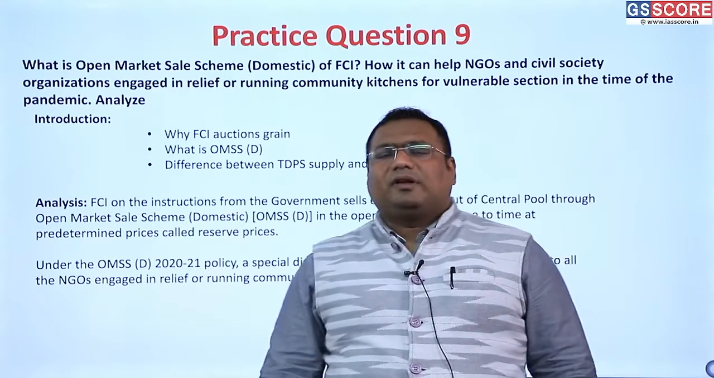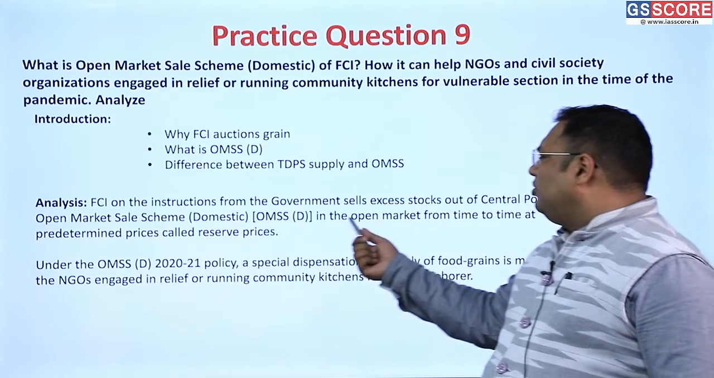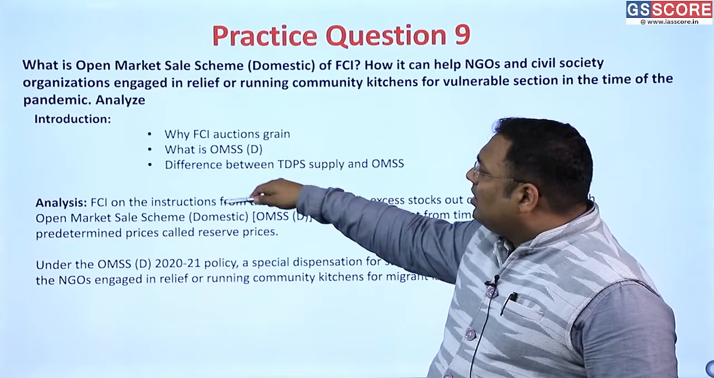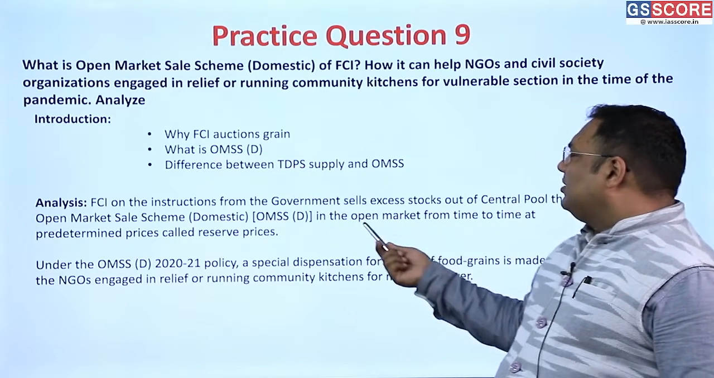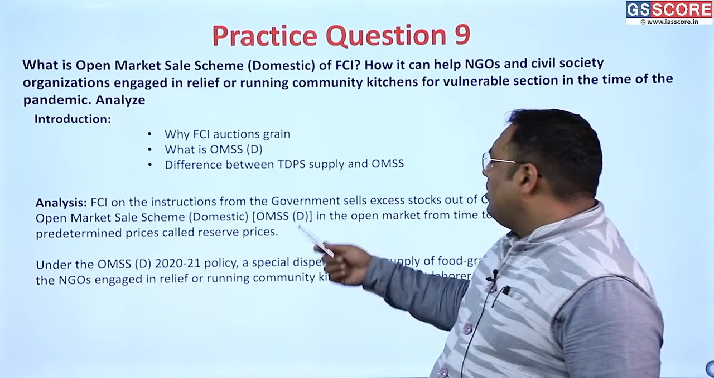And then you talk about the next part, that FCI, on the instruction of the government, sells excess stock. This is basically the answer to this, what is OMSS. Okay, so this is basically your OMSS.